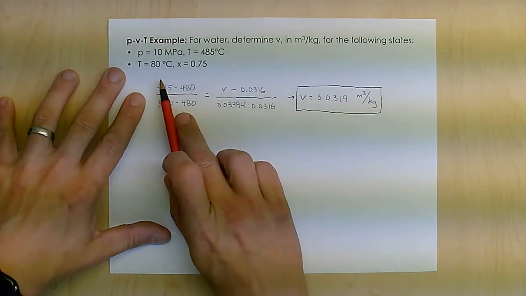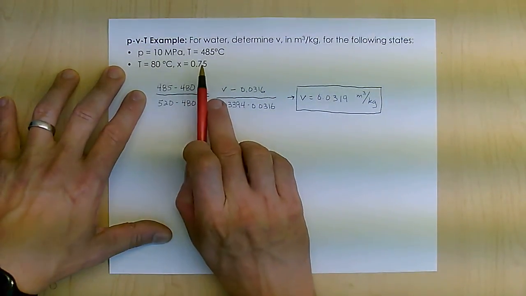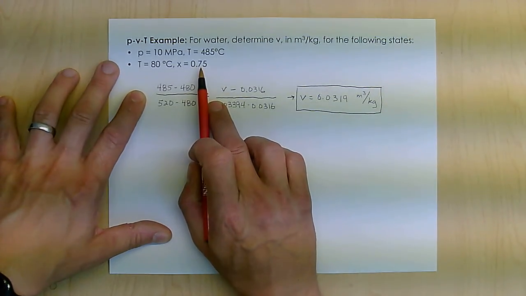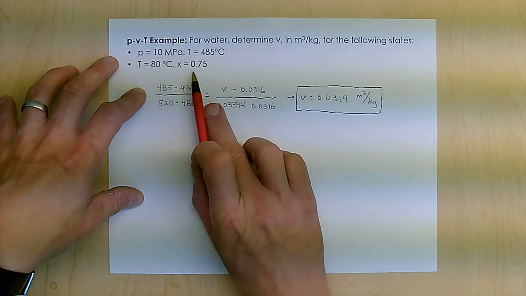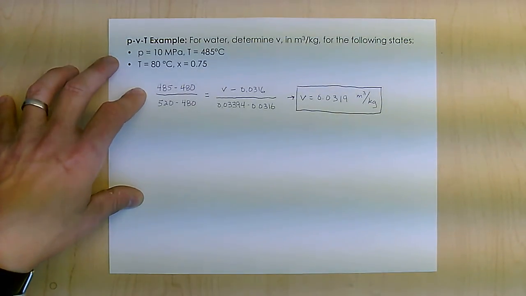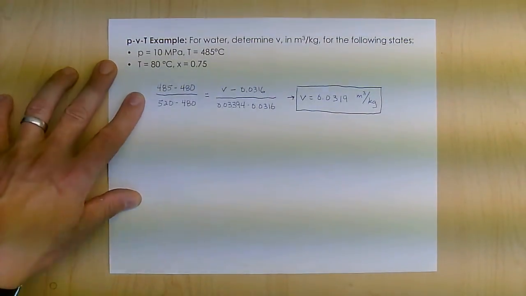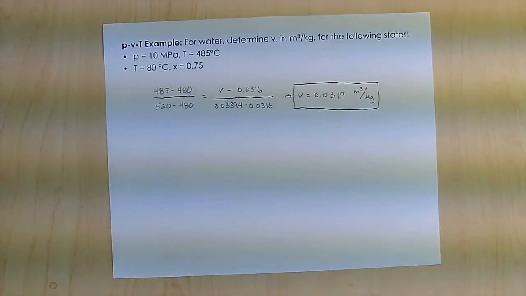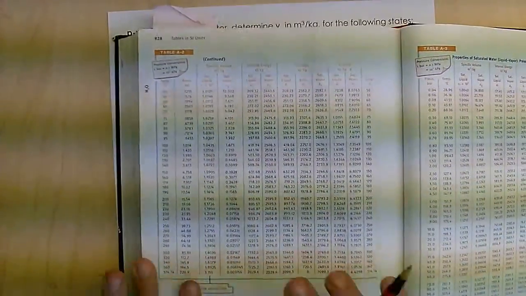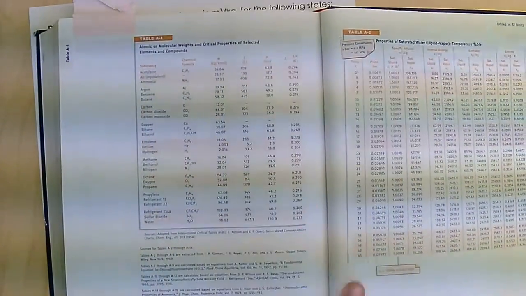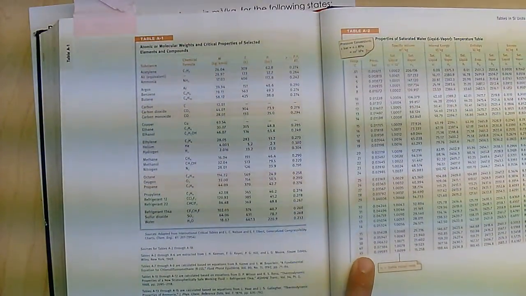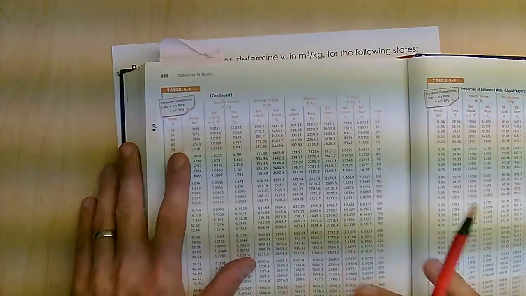Okay, so let's go on to the second one where I've got 80 degrees Celsius and a quality of 0.75. So now I know I'm in saturation because of this 0.75. So I go to my saturation table for temperature because I know my temperature. That is table A2. Here's the first page, but I've got to go to 80 Celsius, so I go over here.